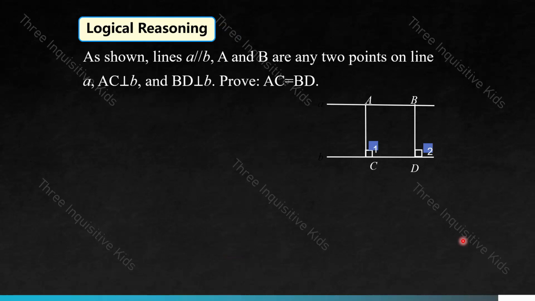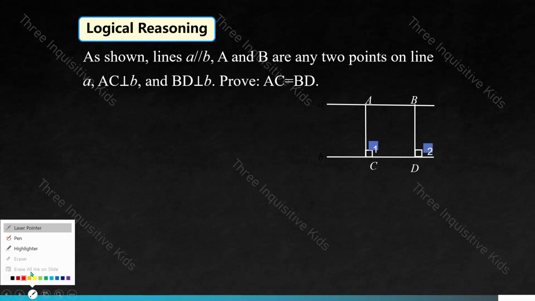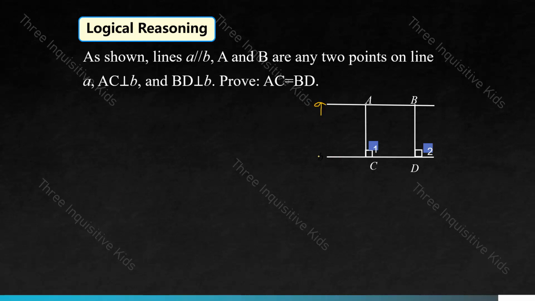So let's see if that's really true, using logical reasoning. As shown, lines A and B, those would be these lines here, are parallel, and A and B are any 2 points on line A. By any 2 points, it doesn't mean it has to be what it's like drawn in the picture. It could be anywhere. This is just how it's choosing to draw it. AC is perpendicular to B and BD is perpendicular to B. Prove that AC is equal to BD.